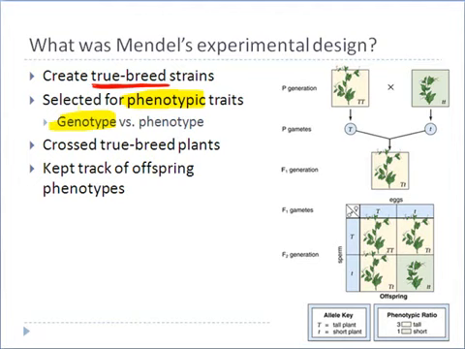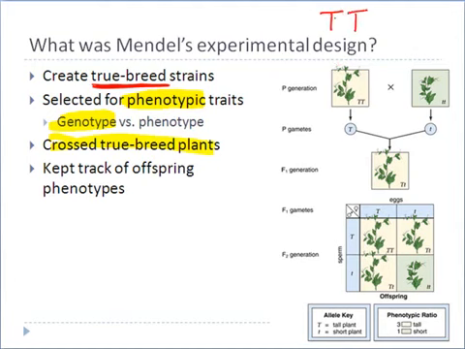Because he didn't have any kind of technology available at the time to know what the genetic makeup was of each of these plants. In fact, people at that time didn't even know what DNA or genes were. That wouldn't come for more than 100 years. So he was basing all of his experimental design on phenotypic traits and crossing these true breeding plants to see what would happen in the offspring. So for example, he took a true breeding tall plant.